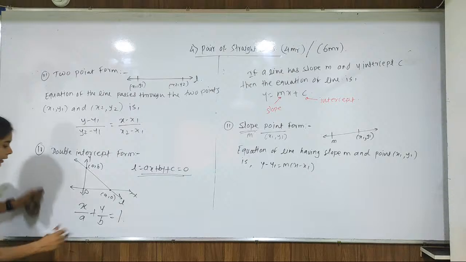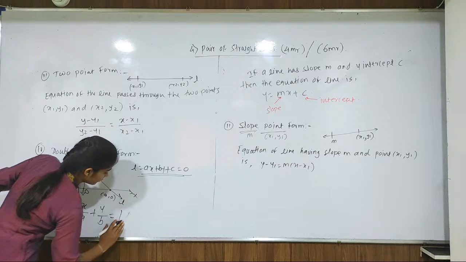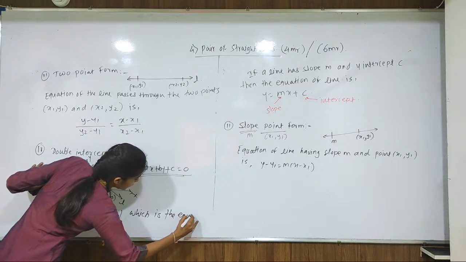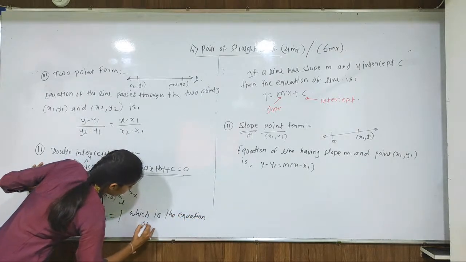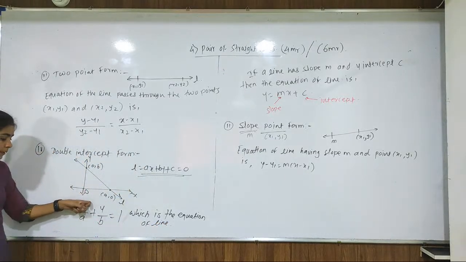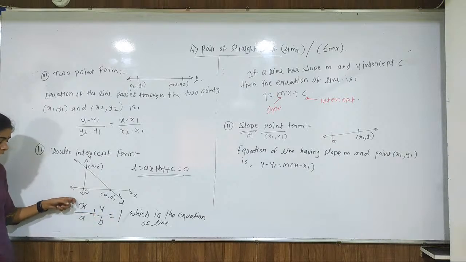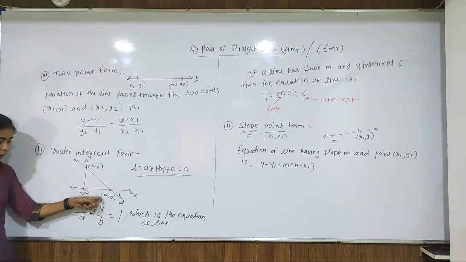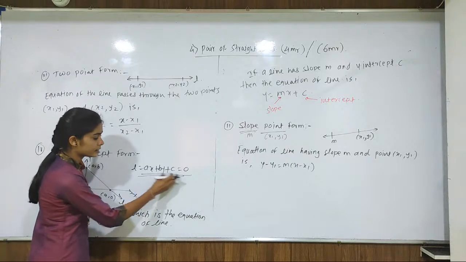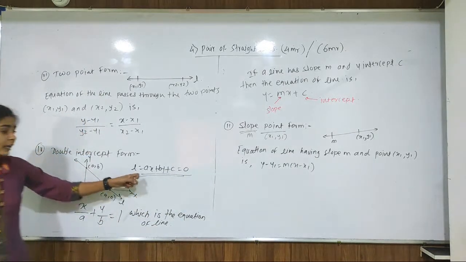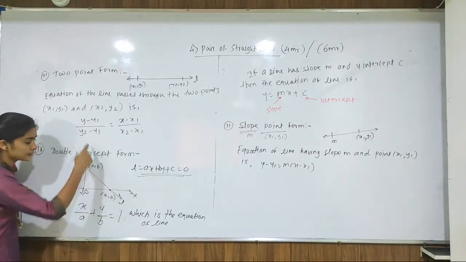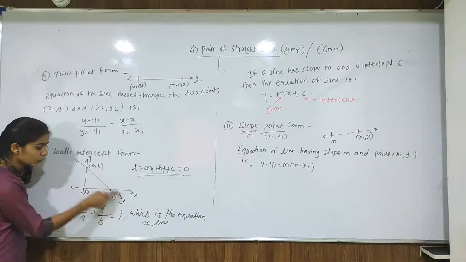So this is the equation of the line: x upon a plus y upon b is equal to 1. X upon x intercept plus y upon y intercept is equal to 1. Or for this line L, ax plus by plus c is equal to 0, and this line passes through the x axis and y axis. This line cuts the x axis and y axis.